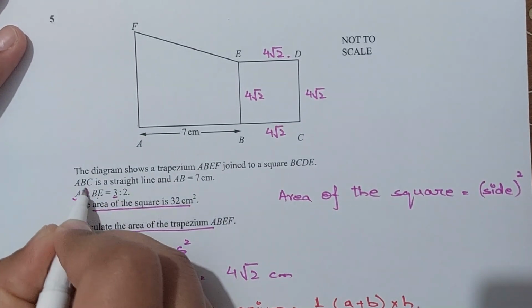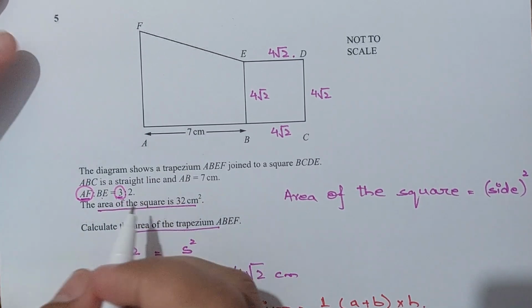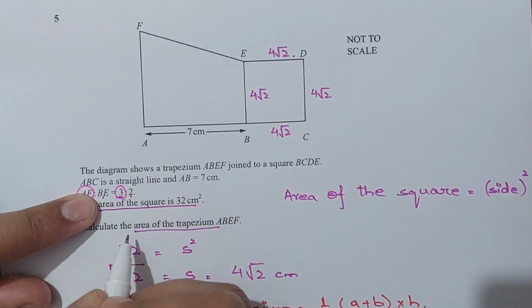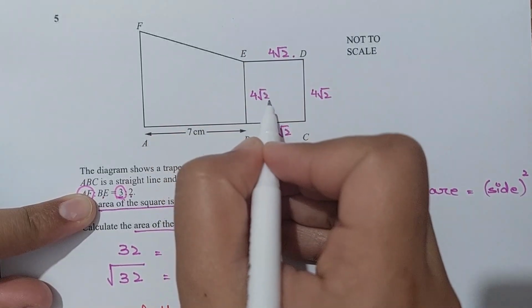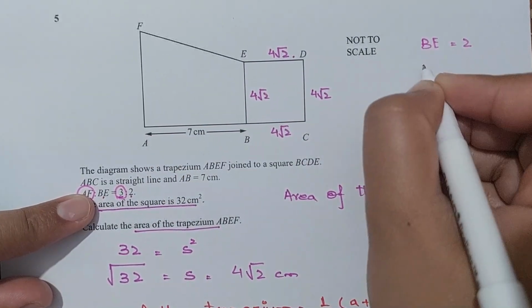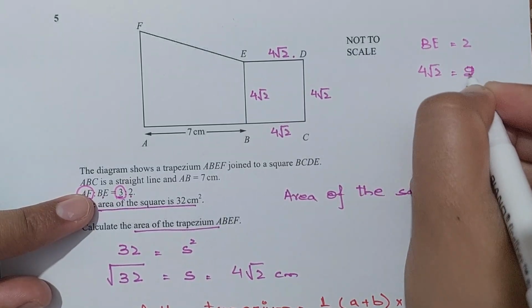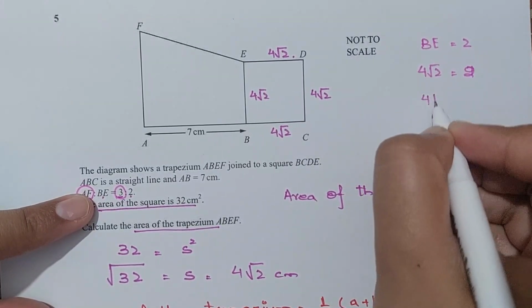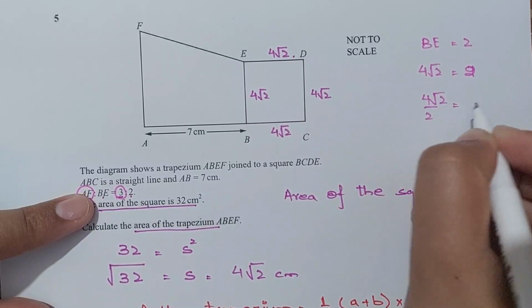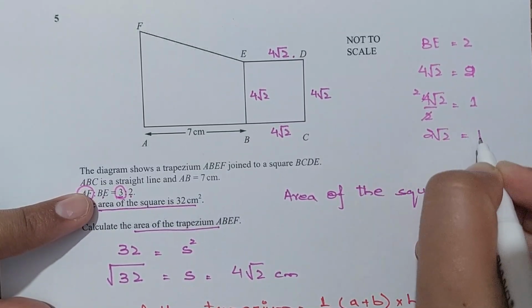So AF is in the ratio of 3, as we all know, and BE is in the ratio of 2, and BE is 4 root 2. So 4 root 2 is in the ratio of 2, right? So what is in the ratio of 1? 4 root 2 divided by 2 equals 2 root 2. So 2 root 2 is for 1.